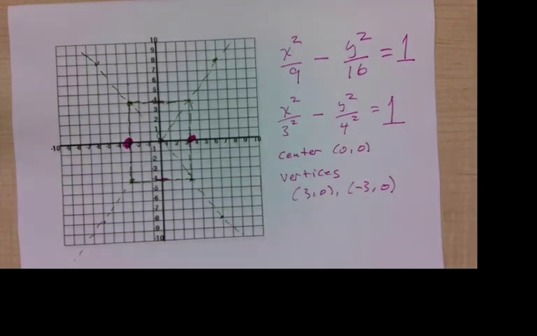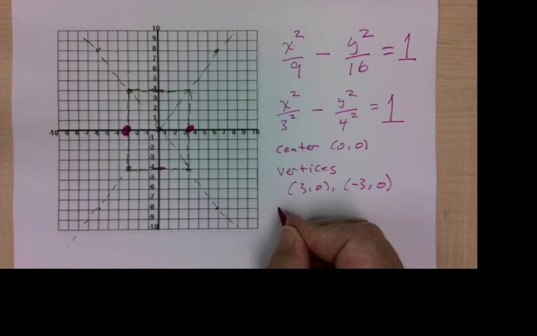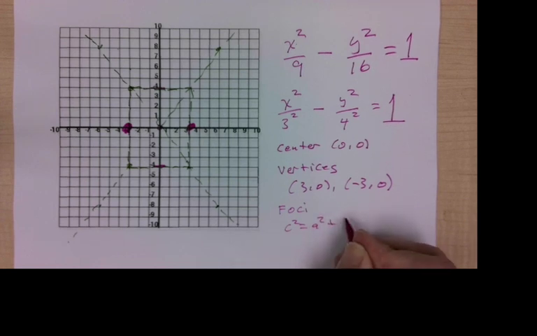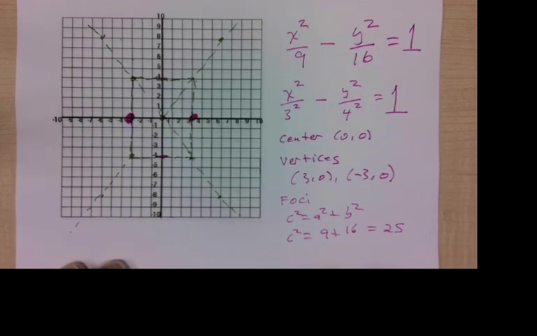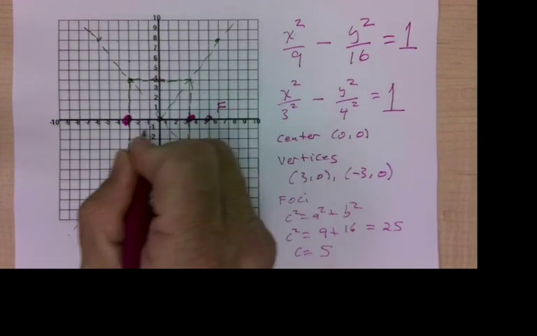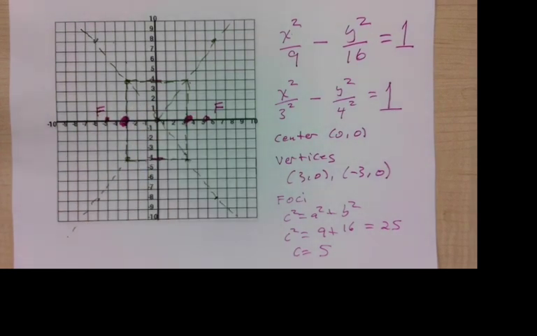Now we can also find the focus. The rule for the focus for a hyperbola will be c squared is a squared plus b squared. So in this case, we will say c squared is 9 plus 16, which is 25. C squared is 25, so c is 5. So from the center, we go out 5 units to get the focus. From the center, 5 units, 1, 2, 3, 4, 5. Focus here, 1, 2, 3, 4, 5. Focus here. And then we're going to go ahead and draw our hyperbolas.